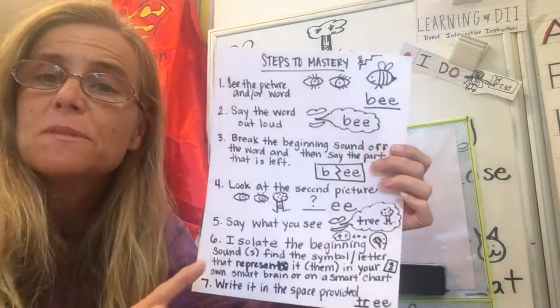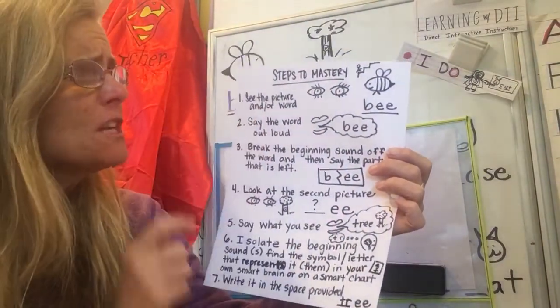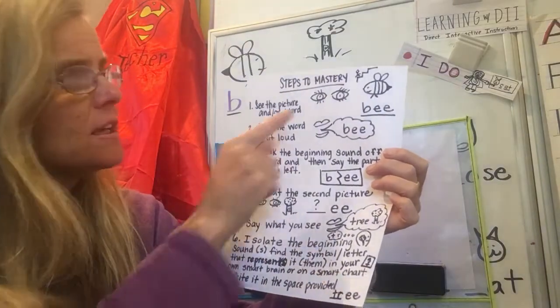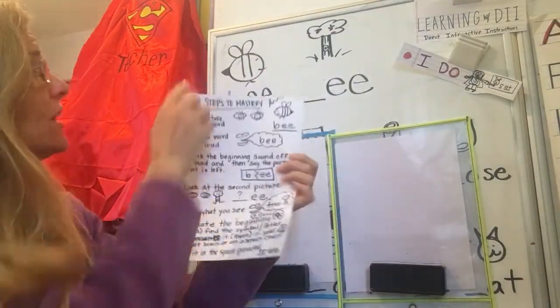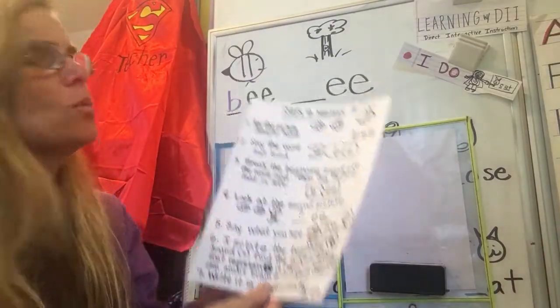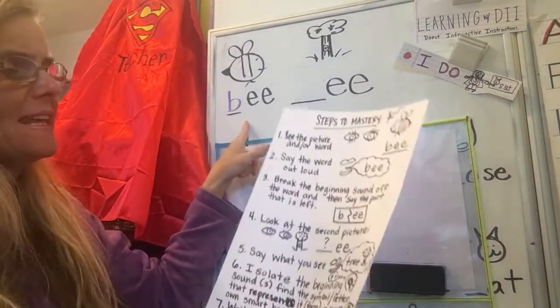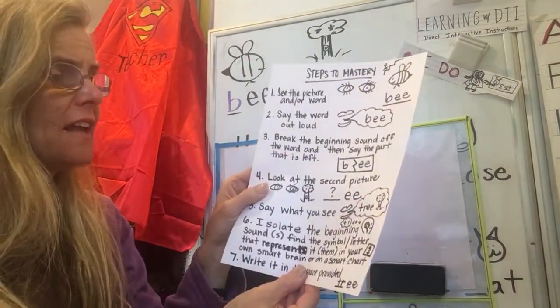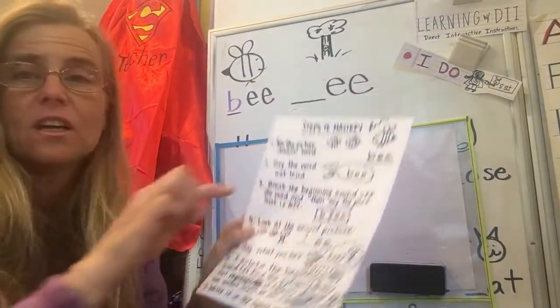So using our steps to mastery chart, the first thing we're going to do is see the picture and or the word. So here's our eyes and we're looking. And here you see it's a B. B. We're going to say the word out loud. B. Then we're going to break the beginning sound off the word and then say the part that is left. All right?